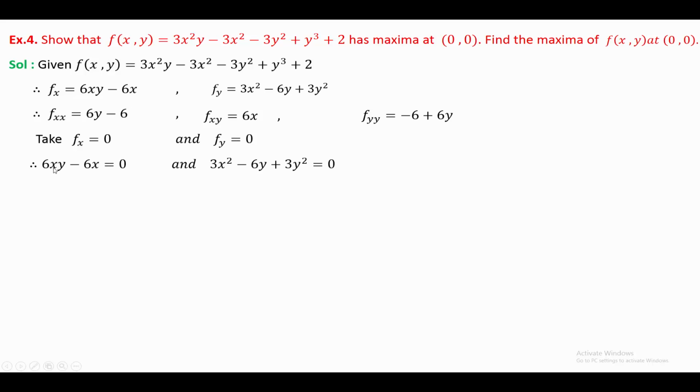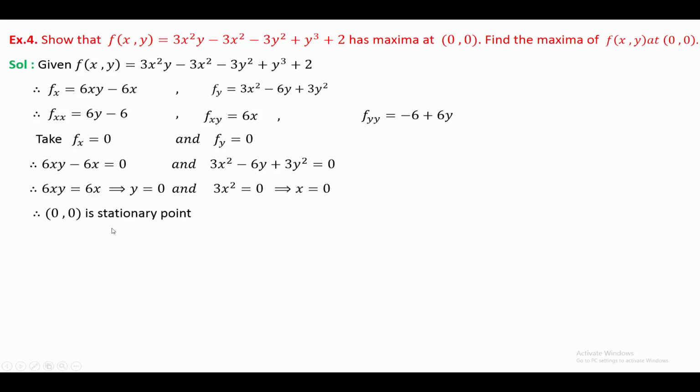Take fx 0 and fy 0. So we get 6xy minus 6x equal to 0 and 3x square minus 6y plus 3y square equal to 0. Therefore we get 6xy equal to 6x, divide by 6x, so we get y equal to 0. And put the value of y is 0 here, so 3x square minus 0 plus 0 equal to 0, so 3x square equal to 0, which implies that x equal to 0. So (0, 0) is a stationary point.